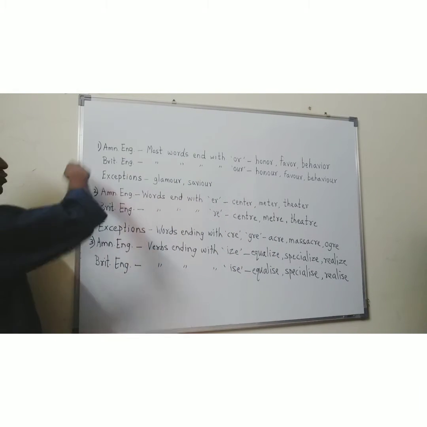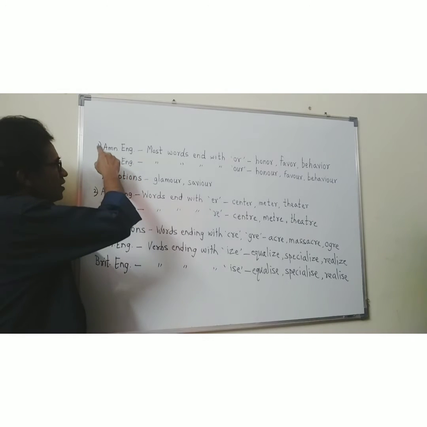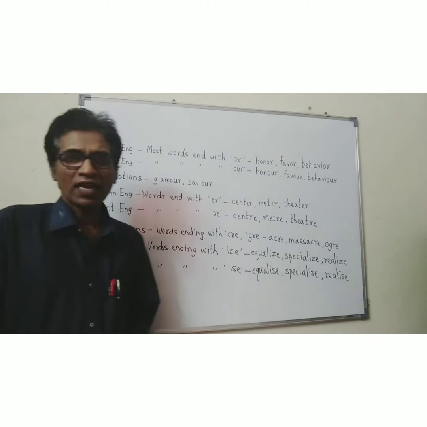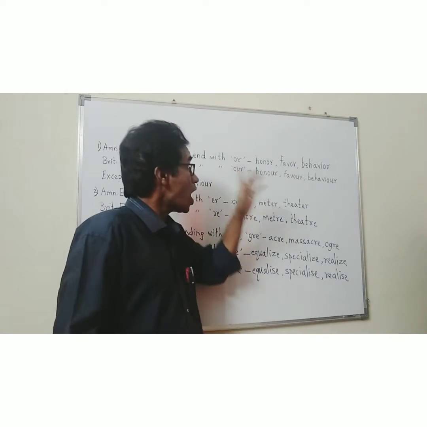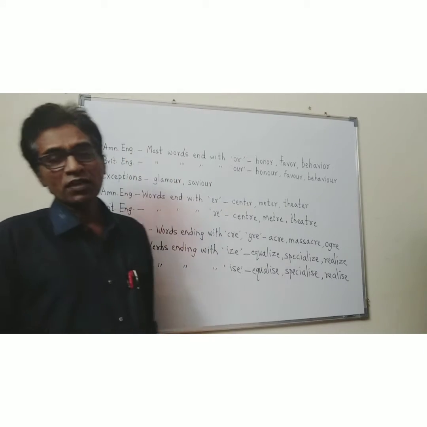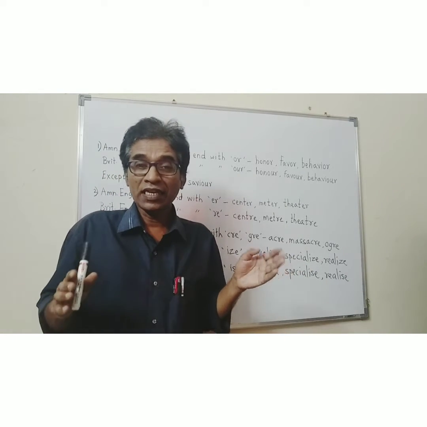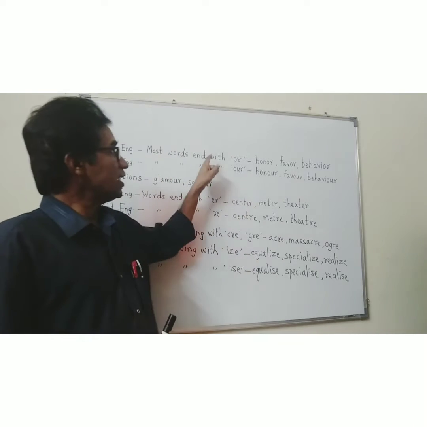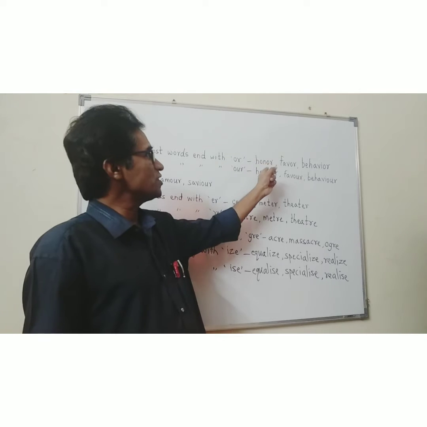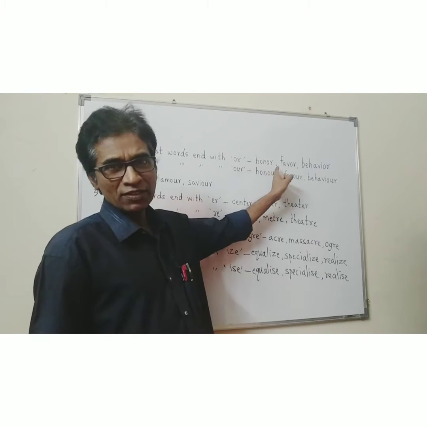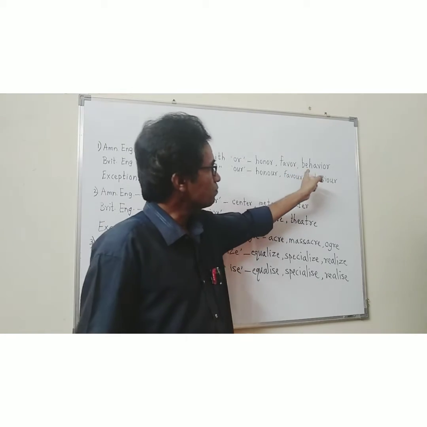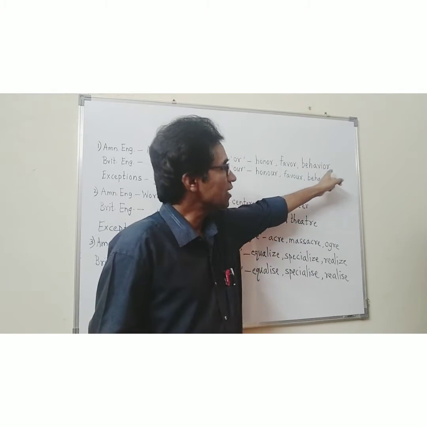You can see the first rule. Most words in American English end with OR. What does this rule say? Most words in American English end with OR. You can see these examples here: honor, ending with OR; favor, ending with OR; behavior, ending with OR.